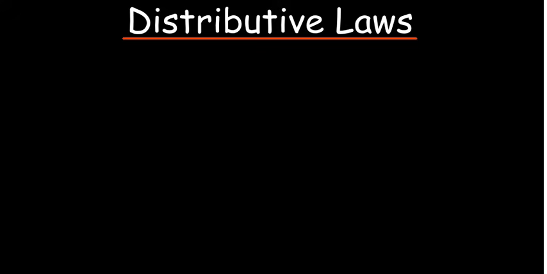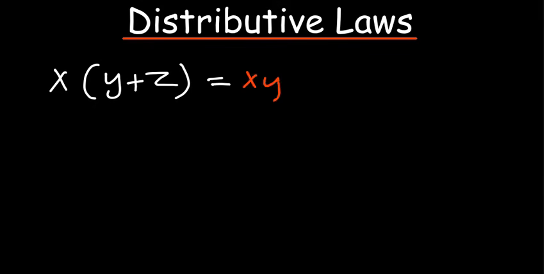Consider a case where you have x and then you have y plus z in the brackets. I believe we understand that we can multiply x with y and then we maintain the sign in between and then again multiply x with z, which will be xz. We understand that, simple. So that is the distributive law in itself.